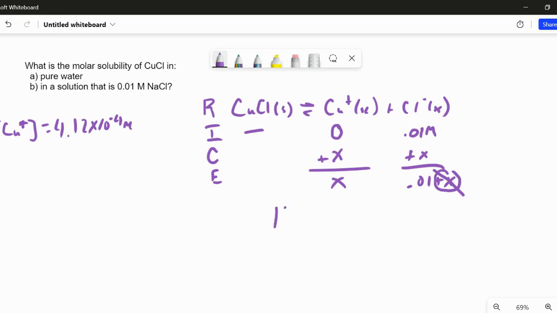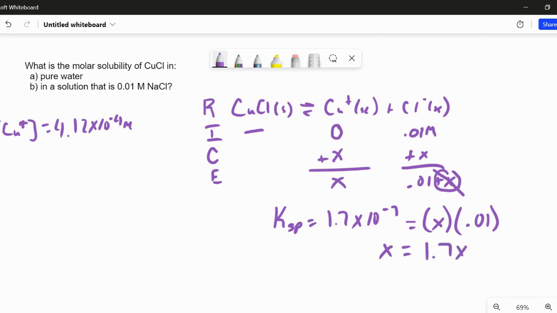So now plugging in our Ksp, which is 1.7 times 10 to the negative 7, equals the equilibrium concentration of copper ions times the equilibrium concentration of chloride ions, not initial, sorry. So X times 0.01. If you solve for X this time, you get 1.7 times 10 to the negative 5 molar. So this time, because there was some chloride present, notice that we have much less of the copper chloride dissolving, 1.7 times 10 to the negative 5 molar, as opposed to 4.12 times 10 to the negative 4 in pure water.